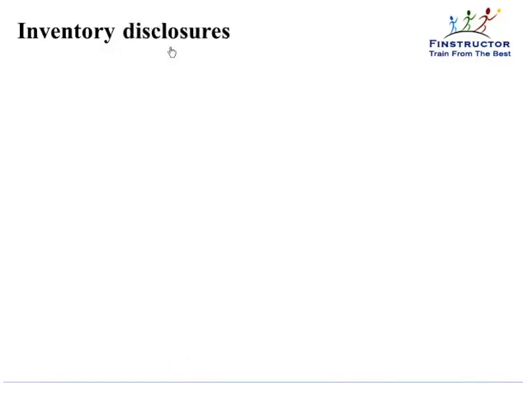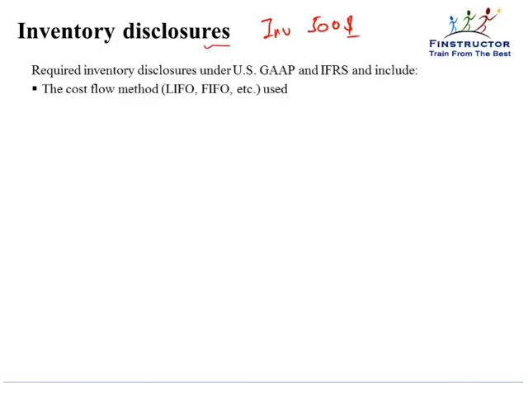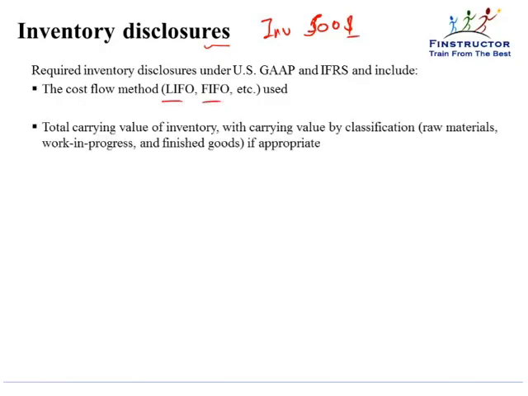Now, apart from giving the inventory number, whatever is the monetary value of the inventory, both IFRS and US GAAP require that we make certain additional disclosures. You don't have to remember these disclosures. The slide is not very important, but just be aware that some qualitative information also needs to be given. For example, which method you were using, what is the total carrying value by classification, that is how much of the inventory is raw materials, work in progress, and finished goods.